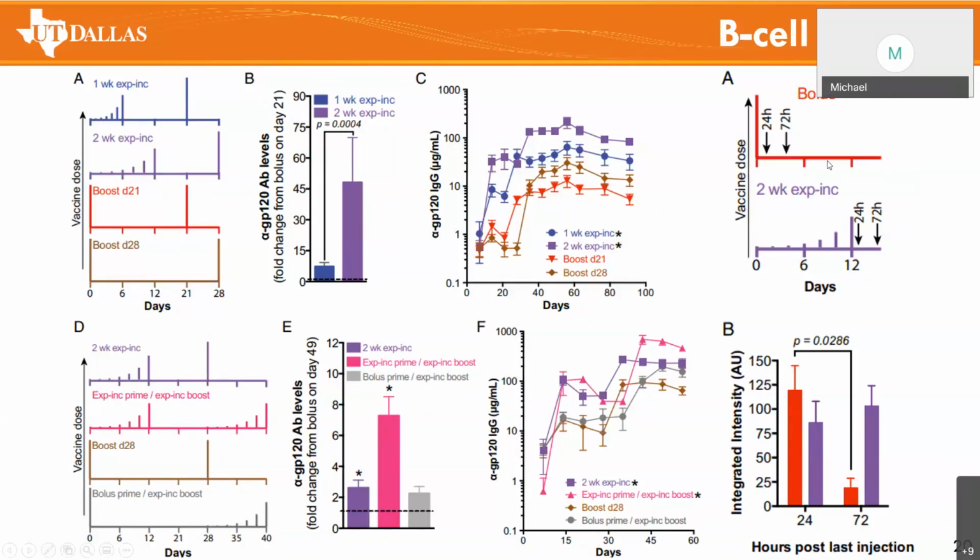Then they looked at the lymph node to see the amount of antigens in the lymph node at 24 hours and 72 hours after the injection. And again, what they showed was the antigen at 24 hours was about the same when they looked at the lymph node. But after 72 hours, you see that more antigen is available in the lymph node compared to the prime and booster shot, or prime shot.